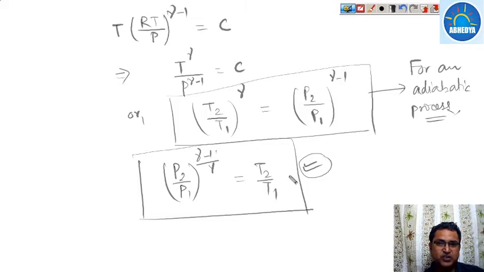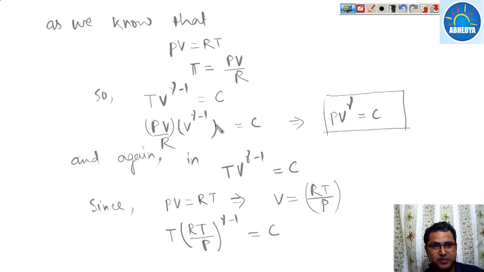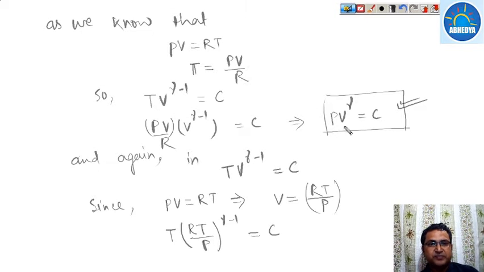We generally use this relation in so many places in thermodynamics. So we have to remember this relation, and for adiabatic process we have to remember that TV to the power gamma minus 1 is equal to constant, and this is the well known relation for an adiabatic process, that PV raised to the power gamma is equal to constant.